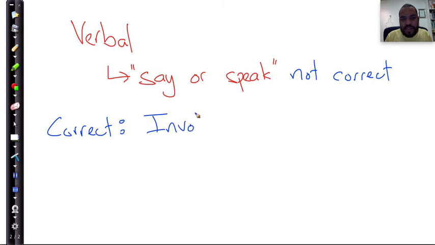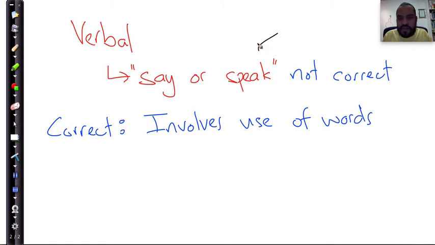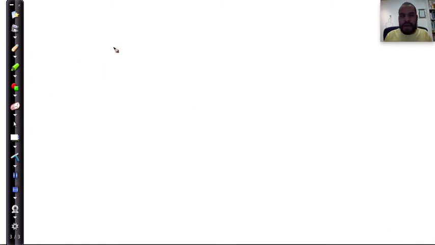It involves the use of words, right? Now, according to the people of grammar and language, when we say something is to speak or spoken word, the correct term is orally. But when we talk about verbally, we are talking about involving the use of words. To say or to speak is not particularly correct because this refers to something being expressed orally.